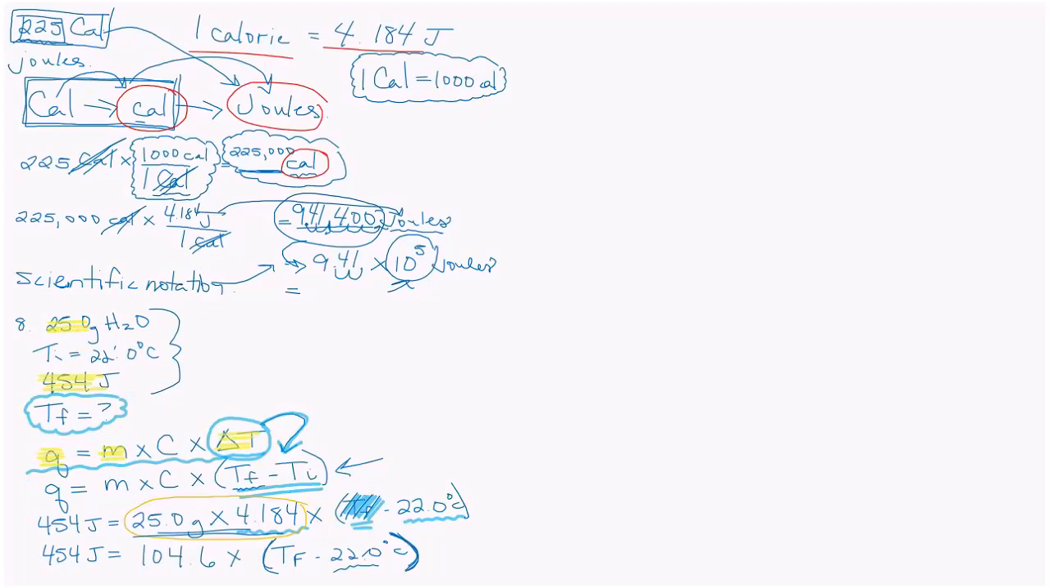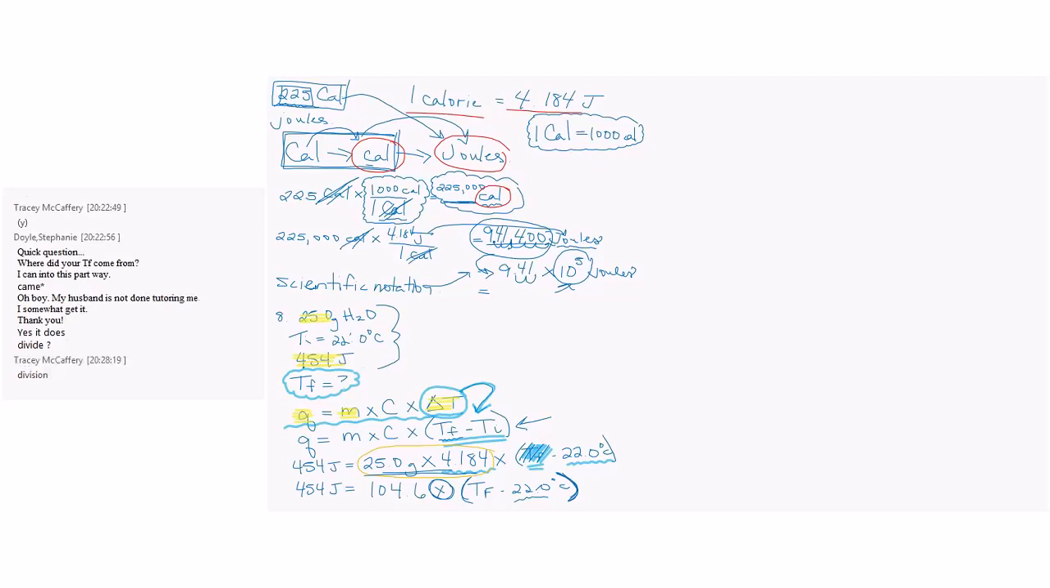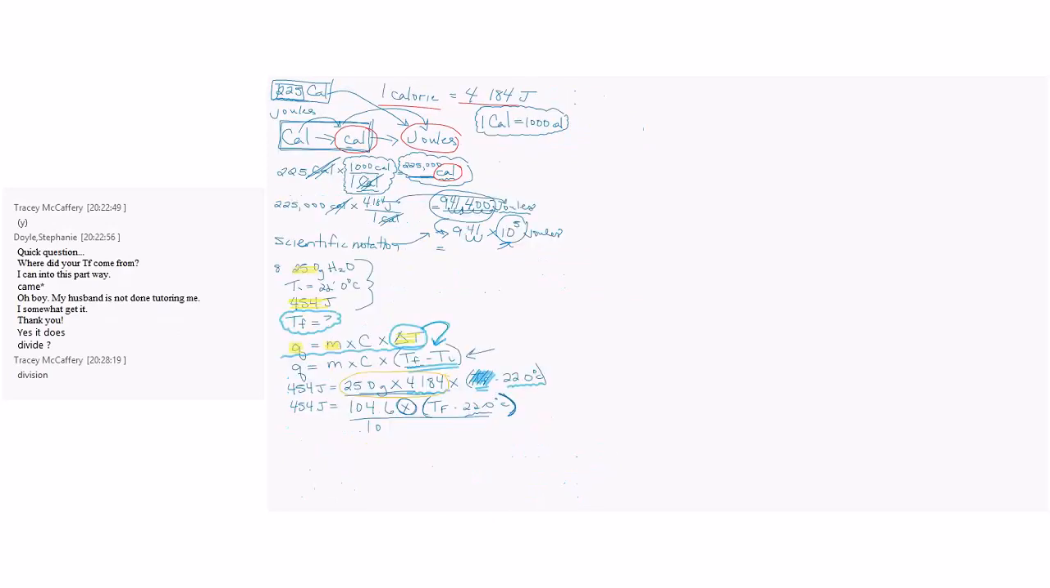To bring this 104.6 over to the other side, I have to do the opposite operation of what's happening. Looking at the operation here, I'm multiplying. What's the opposite of multiplying? Dividing, that's right. So we're going to divide this whole thing by 104.6. And when we divide 104.6 by 104.6, we get 1.